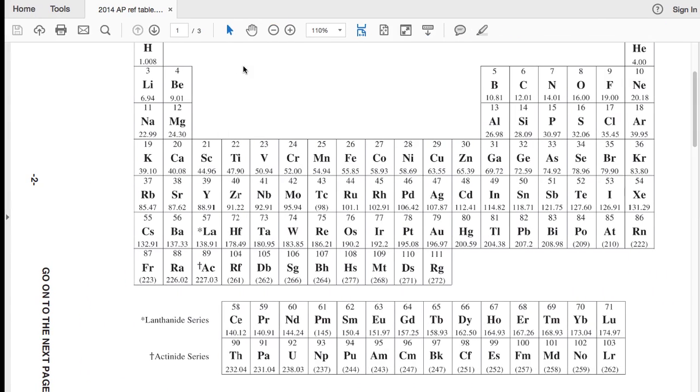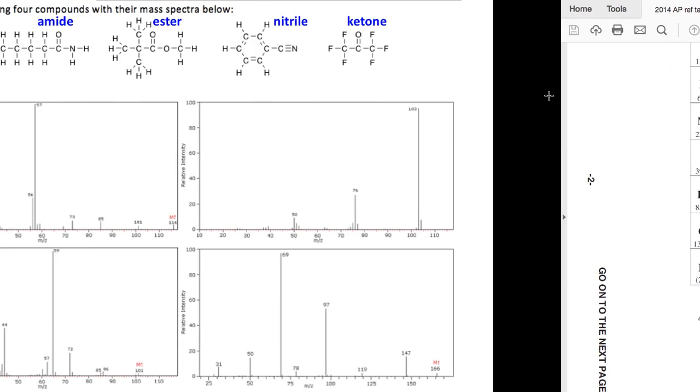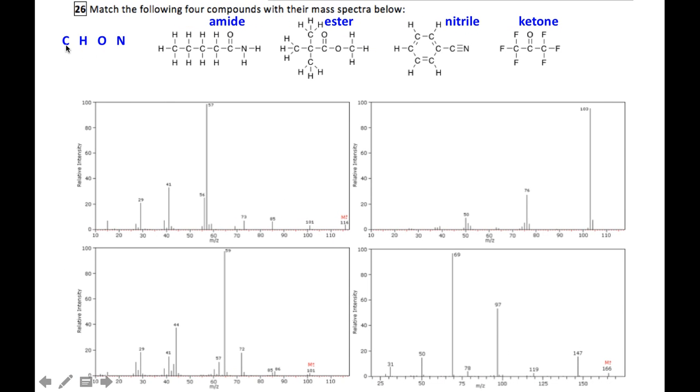And if I go to a periodic table, I know the atomic masses of those elements. Carbon is roughly 12, hydrogen is roughly 1, oxygen 16, and nitrogen 14. So I'm going to jot those down. Carbon is 12, hydrogen's 1, oxygen 16, and nitrogen 14. And now I'm going to figure out what the molecular mass is for each of these 4 compounds.